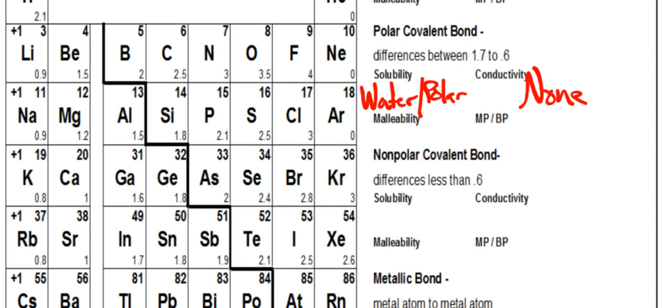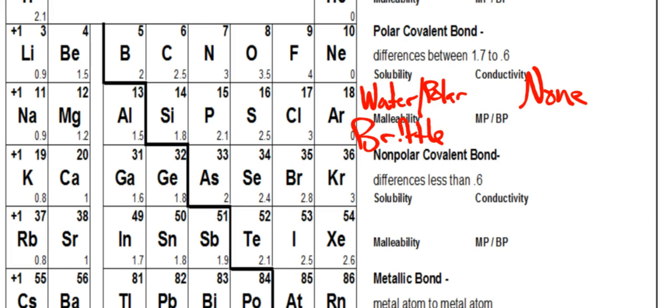Were polar bonds brittle or malleable? Okay, they're liquids, but let's think about water. We know water's polar. When water's a solid, it's ice. When you hit ice with a hammer, does it bend or does it shatter? Shatters, so that means these things are brittle. Now, they are liquid, usually at room temperature, but if we ask brittle or malleable, we mean when they are a solid, are they brittle or malleable?